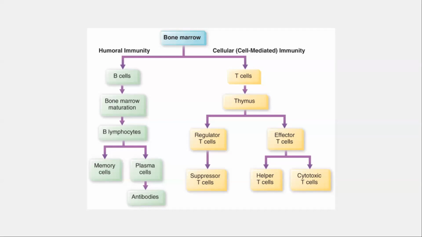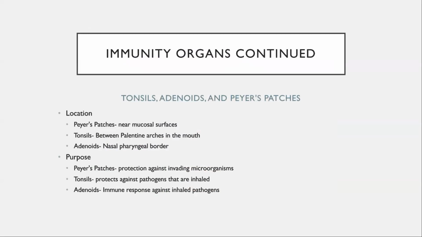It also produces T cells, which then move to the thymus for maturation, where they can develop into regular T cells or suppressor T cells, or they can develop into effector T cells, which are those helper T cells and cytotoxic T cells. Then we have our tonsils, adenoids, and Peyer's patches.